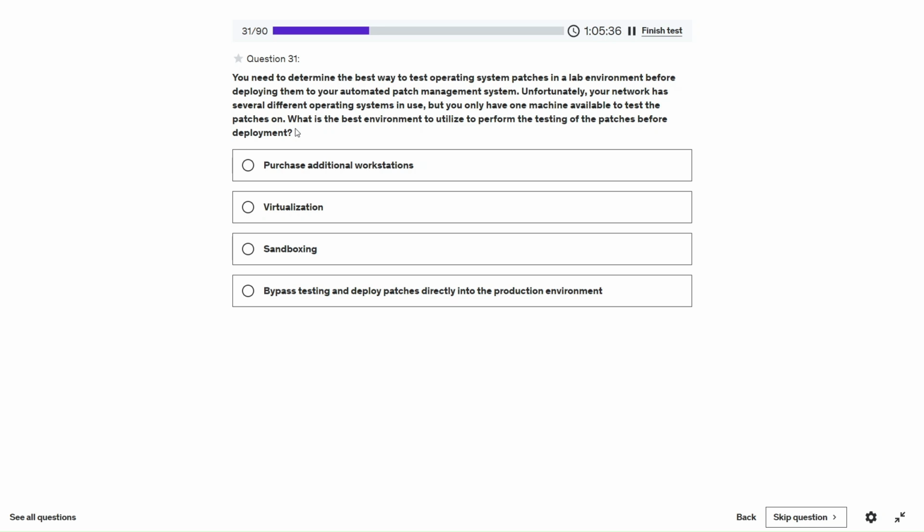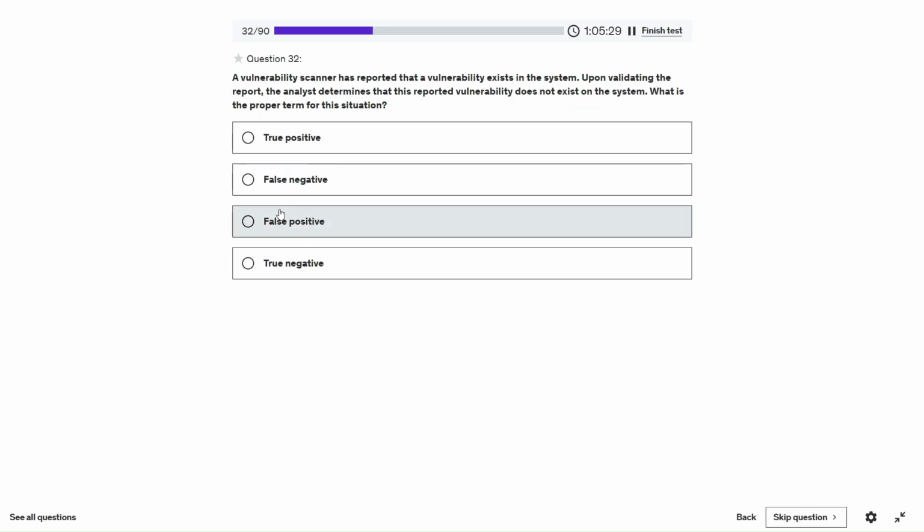Use virtualization, make a separate VM machine, deploy it there, and test it on this isolated environment. So virtualization will be the best answer.